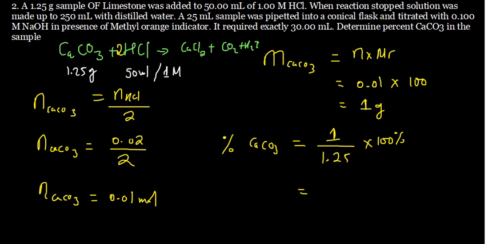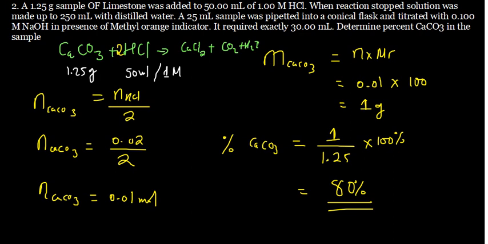So 1 divided by 1.25 multiplied by 100. That is giving me 80%. So meaning that the percentage purity for this limestone was 80%. 80% was limestone, and then the 20% was some other impurities. We are good?